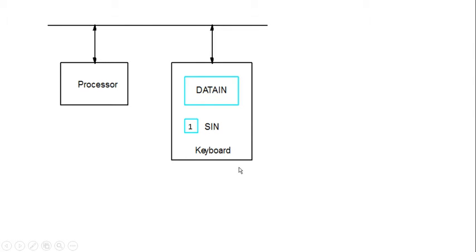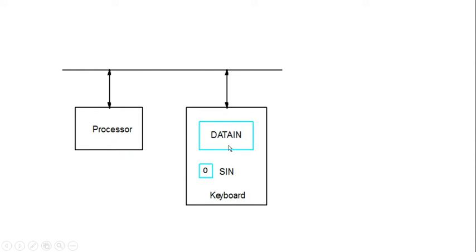After that, whenever a new character is pressed on the keyboard, again this new value gets loaded into the data in register. Together with this, the value of the SIN status flag is automatically set to 1. The monitor program monitors the value of this SIN flag, and whenever it becomes 1, it informs the processor that a new character is now available in the data in register, so that a data transfer starts from this data in register to the processor. After completing this data transfer, again the SIN flag value is automatically cleared to 0.